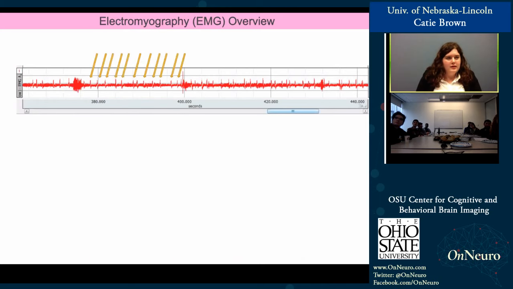What you also see are these smaller, more consistent blips. Any idea what that might be?